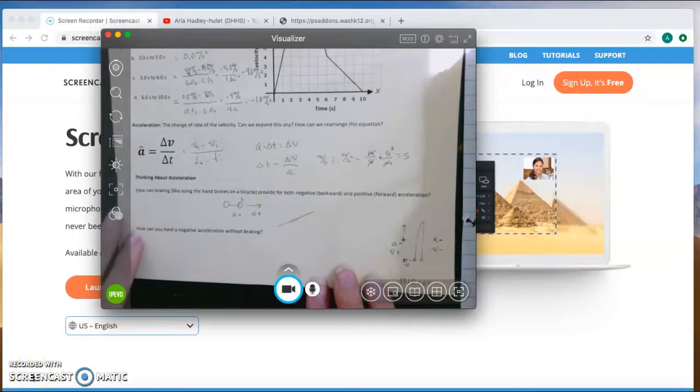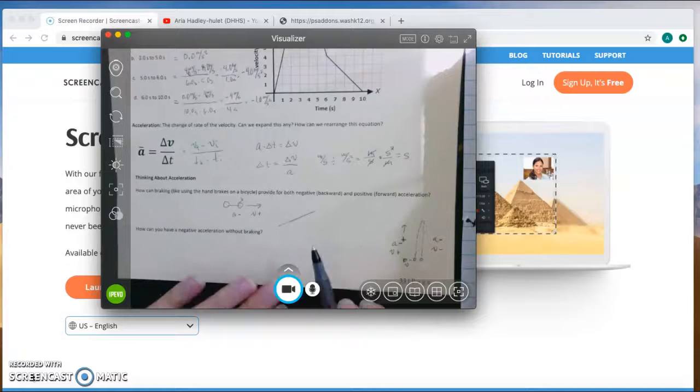Okay, so positive forward acceleration when applying the brake. What do we think? What if our bicycle was on a hill?